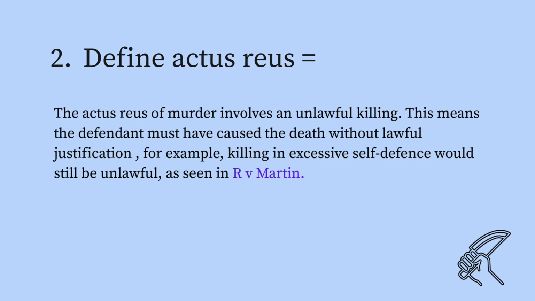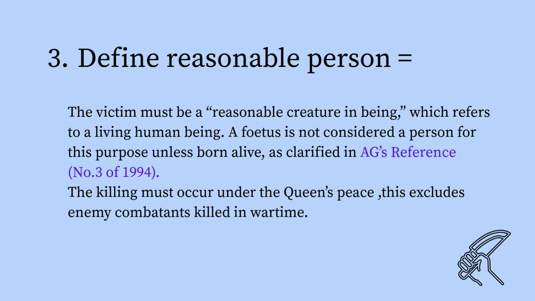So we're going to go on to the third one. Define reasonable person. For murder to be complete, the person that is killed has to be a reasonable creature in being, and this refers to a living human being. A good case is AG's Reference number 3 of 1994. A fetus is not considered a person for this purpose unless born alive. This was the verdict that was given in the case, and we can use this case for this step in murder.